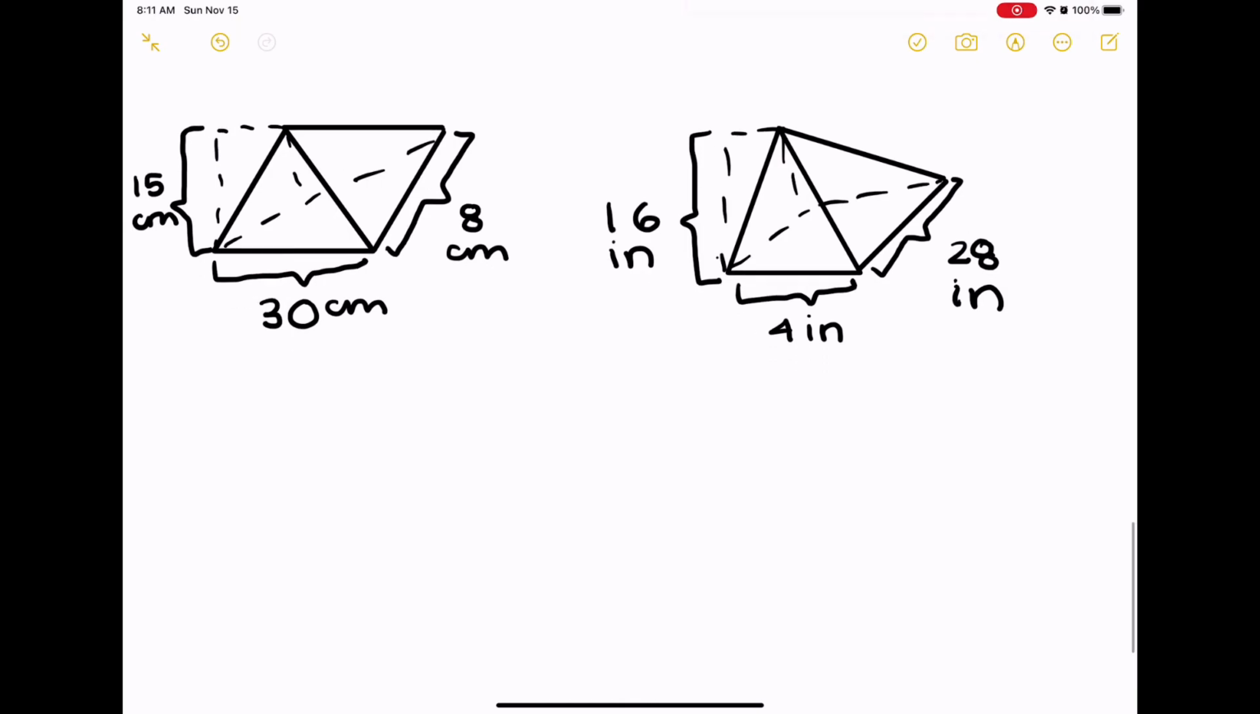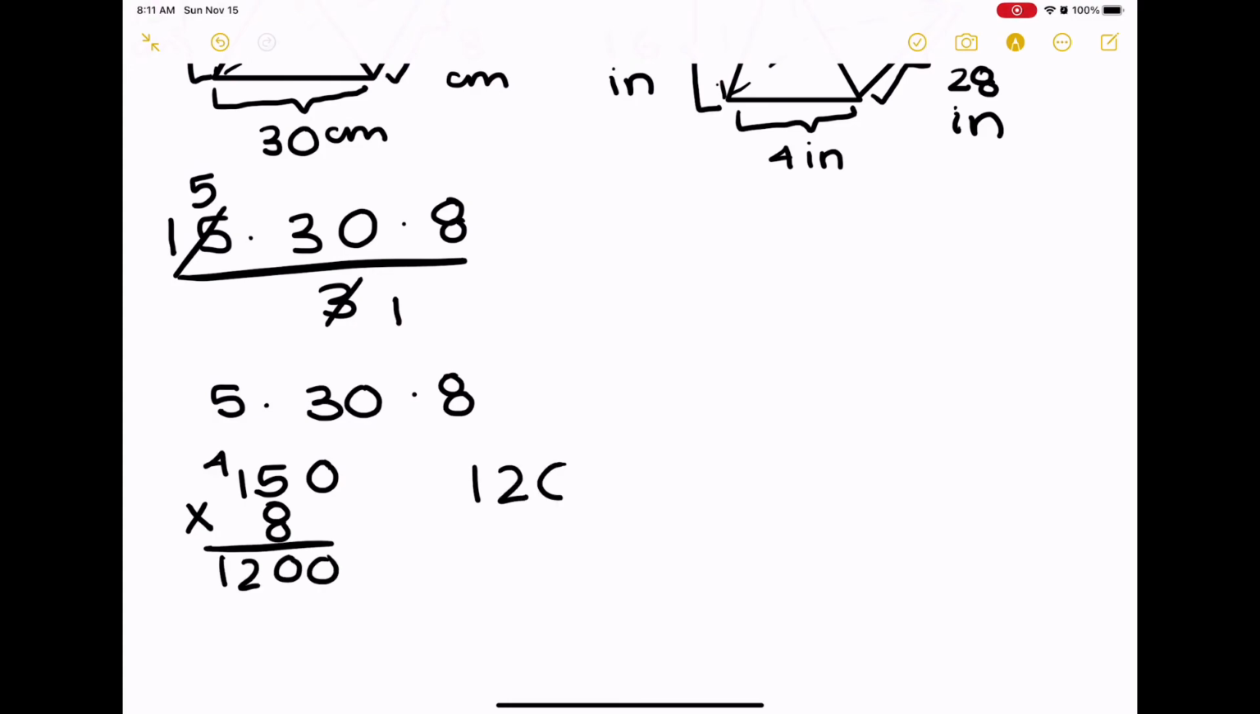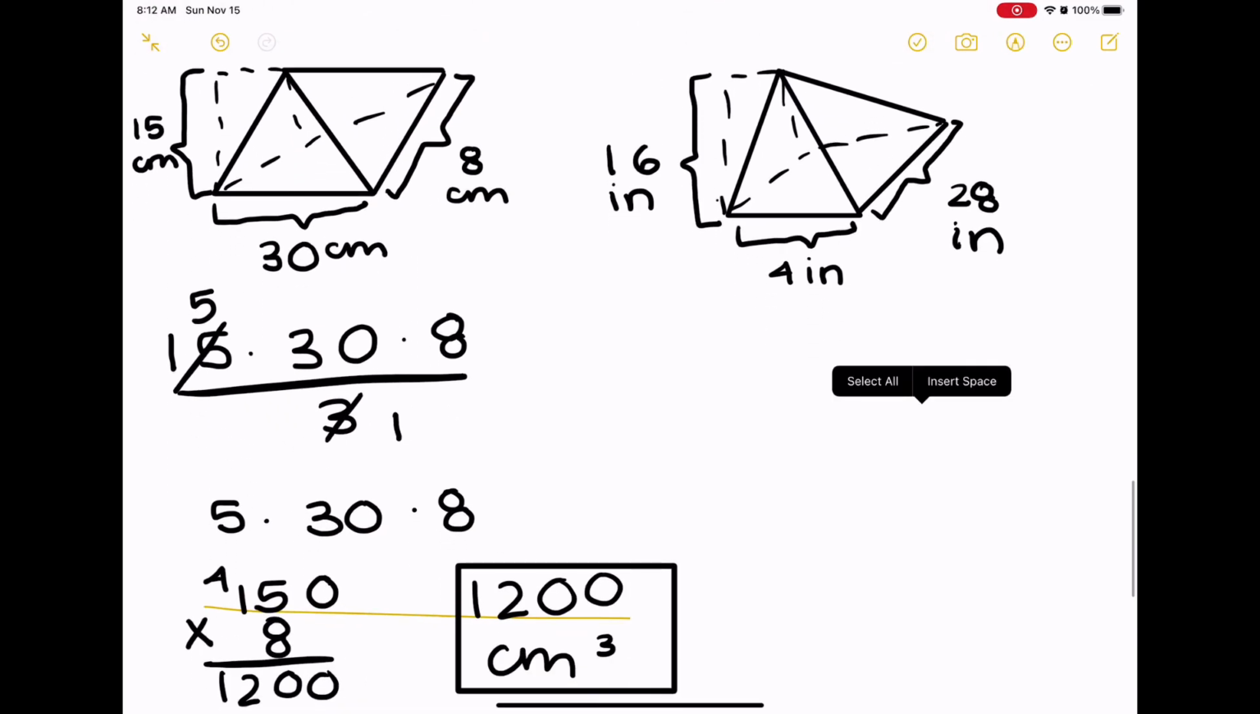Did you do it? Let's go ahead and check if you got the right answer. We're first going to start with the first pyramid. So we have 15 times 30 times 8, and that's divided by 3. And we can cross out and simplify to get 1 on the bottom and 5 on the top. And if we just multiply this out, we'll get 1,200 centimeters cubed, because remember the unit is centimeters and we're multiplying centimeters by itself 3 times.